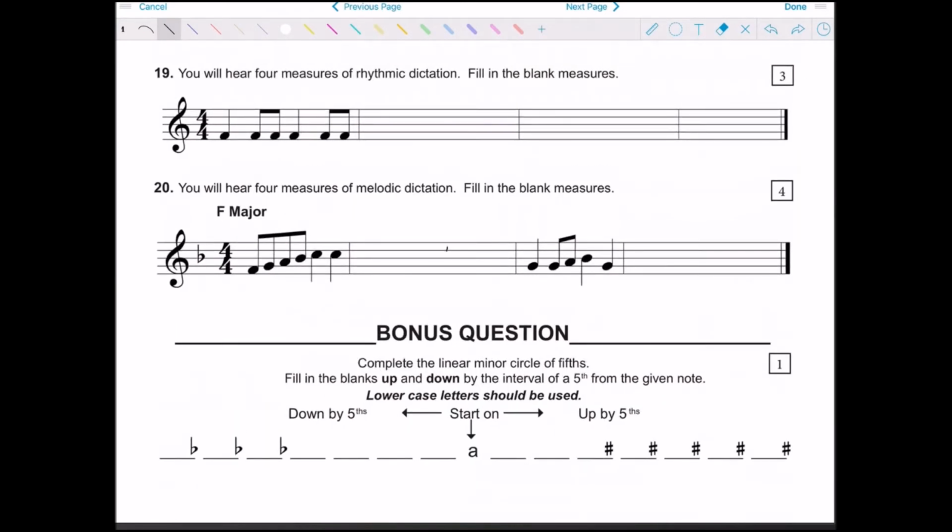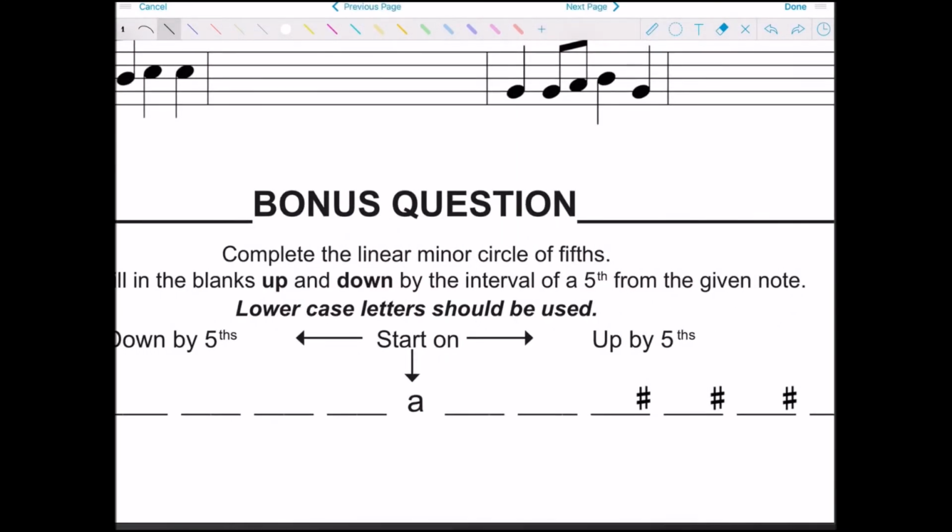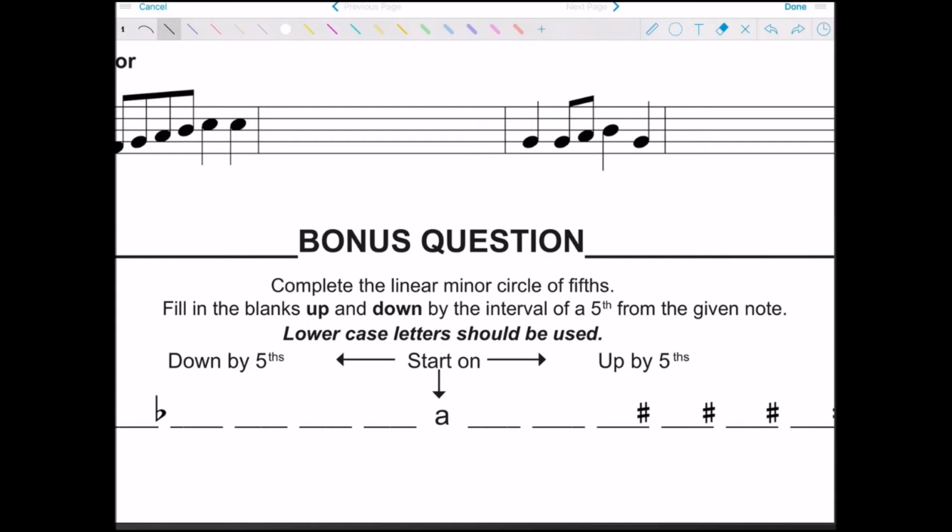It's the same bonus question on every 6th grade test. So, it says, complete the linear minor circle of fifths, fill in the blanks up and down by intervals of a fifth from the given note. Lowercase letters should be used. We're doing minor, not major. You're going to have to know the minor circle of fifths for the 7th grade test. But here, it's really simple.